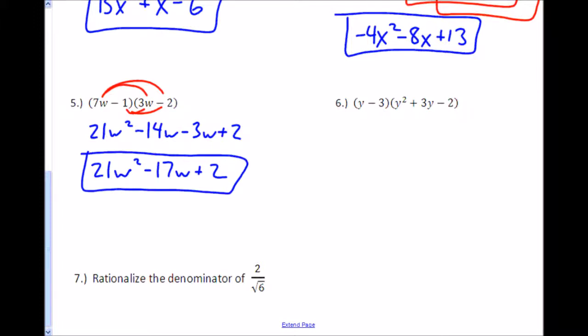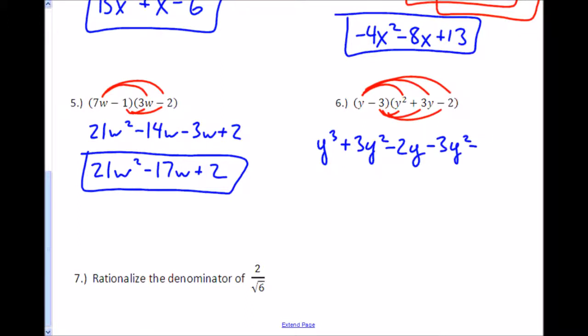For number 6, it's essentially the same thing here, except I have 3 terms. I have a trinomial times a binomial, so I have to just distribute this y to all 3 terms over here. So that's going to give me a y cubed plus 3y squared minus 2y. I distribute the negative 3. That's going to give me a negative 3y squared minus 9y plus 6.